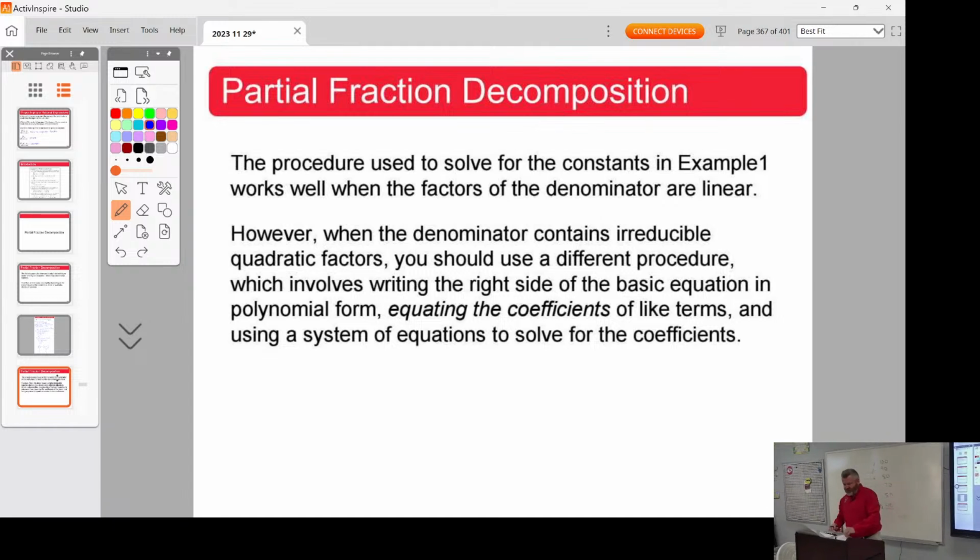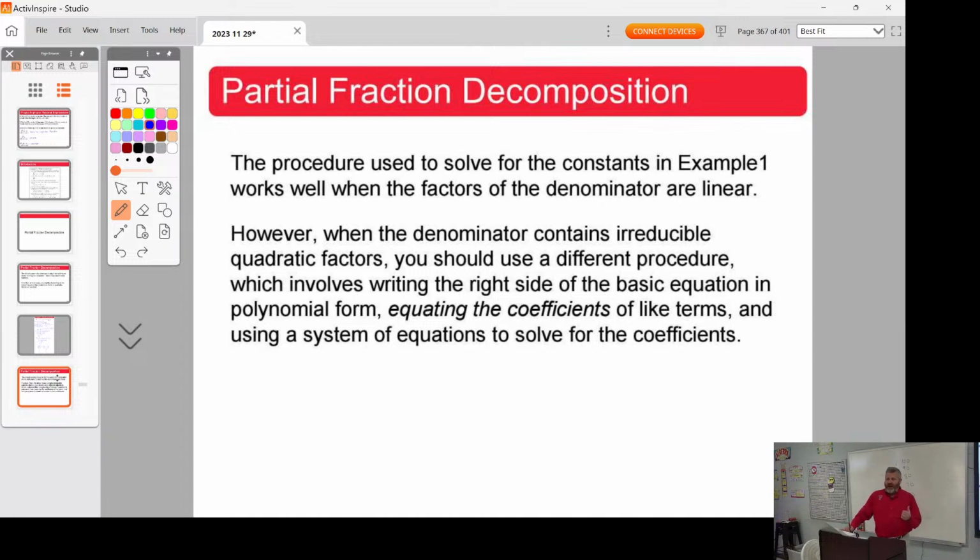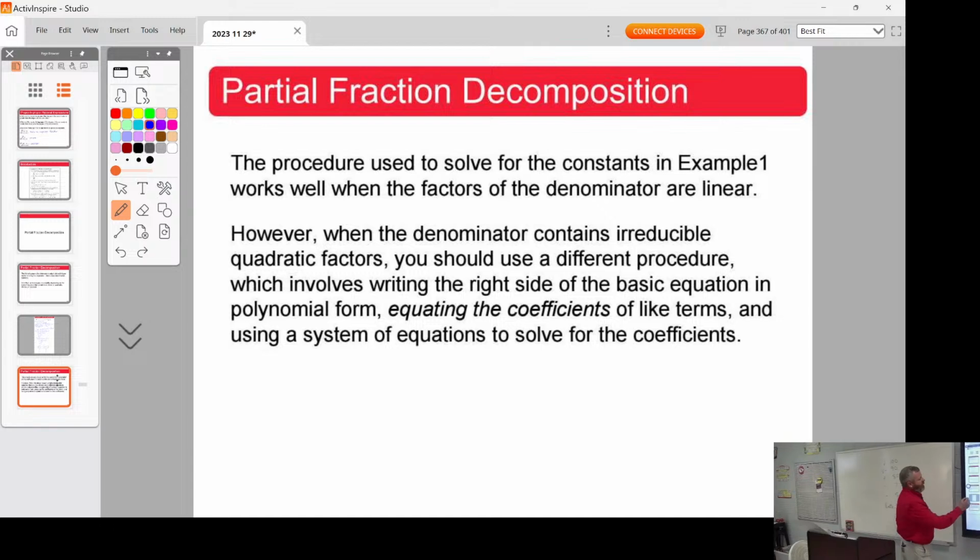The procedure used to solve for the constants in that example works well when the factors are linear. However, when the denominator contains irreducible quadratic factors, we're going to use a lot of different procedures. We're going to look at systems of equations. We're going to look at matrices. Lots of different ways to solve it. Moving on.